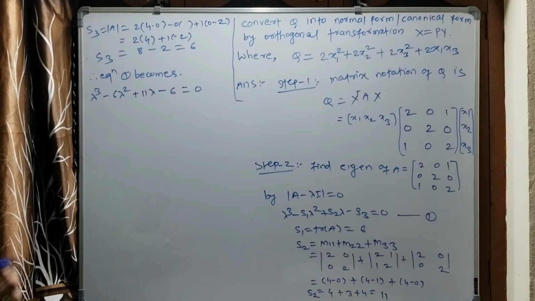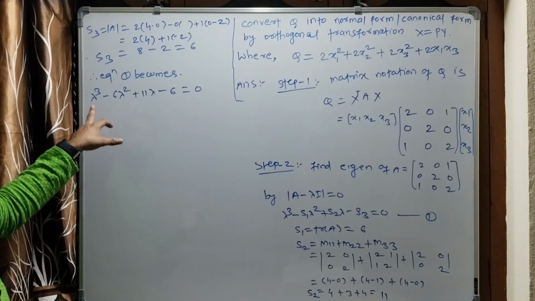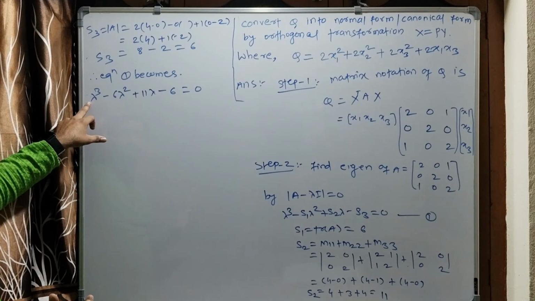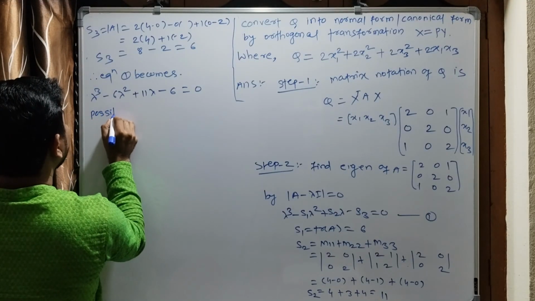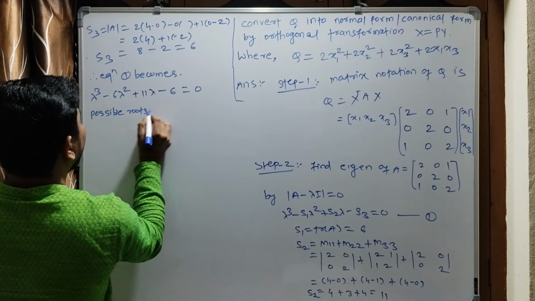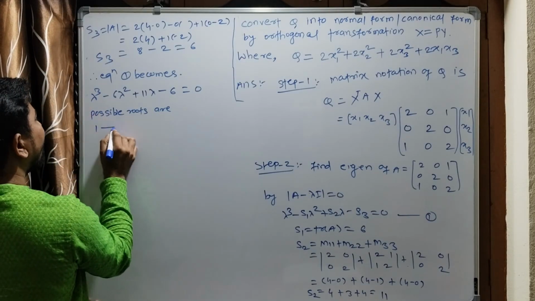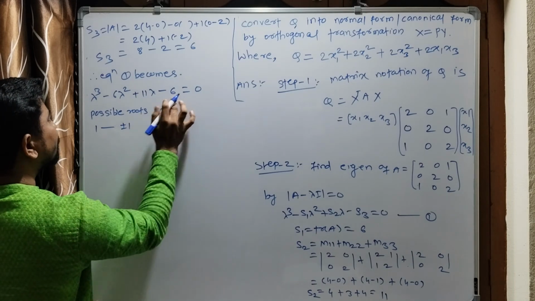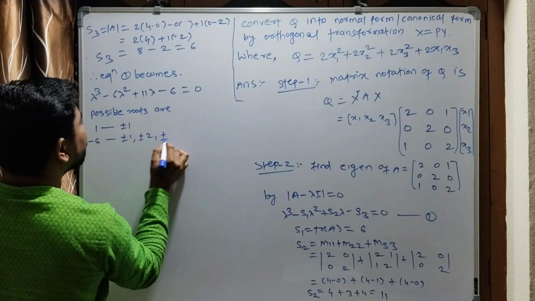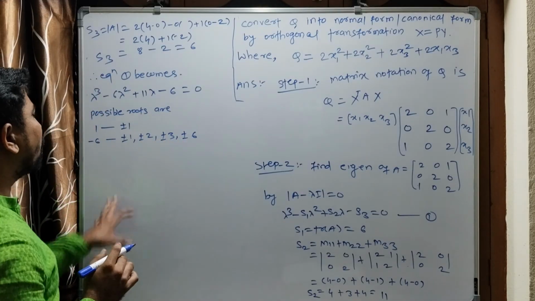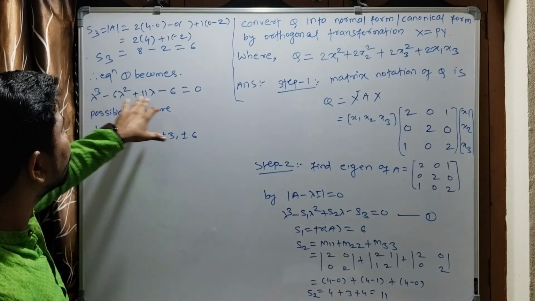Here use the hit and trial method, and after that use synthetic division. First try the possible roots. The possible rational roots of this equation are the divisors of the constant divided by the divisors of the leading coefficient. The divisors of the leading coefficient are plus minus 1, and the divisors of the constant are plus minus 1, plus minus 2, plus minus 3 and plus minus 6. So plus minus 1, plus minus 2, plus minus 3, plus minus 6 are the possible roots of this equation.